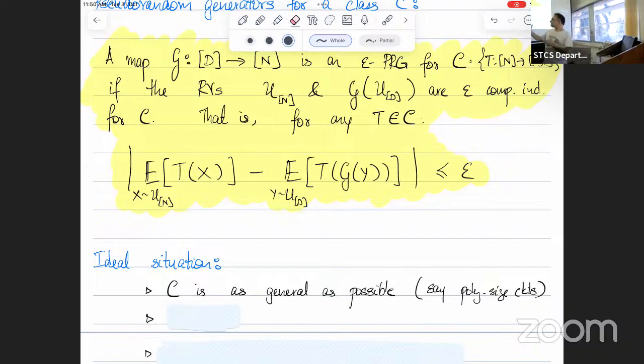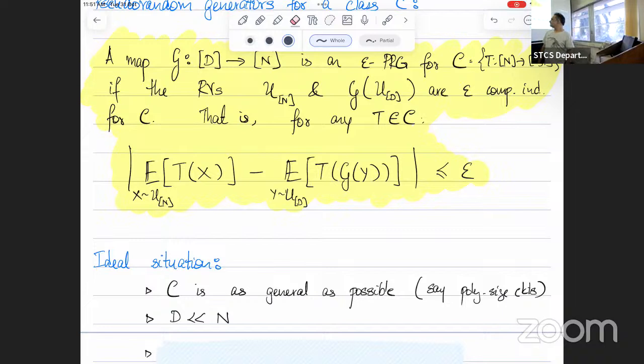So that's the first aim, that we try to come up with generators that are really general. The second thing, which is actually going to be quite important, is that I would really like the seed length to be way smaller than n. If the seed length was equal to n, this is completely trivial because your generator could just be the identity. So the whole thing will be interesting only when the seed space is significantly smaller than the domain space.